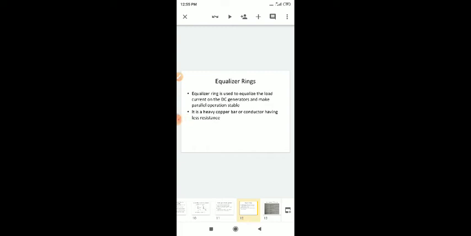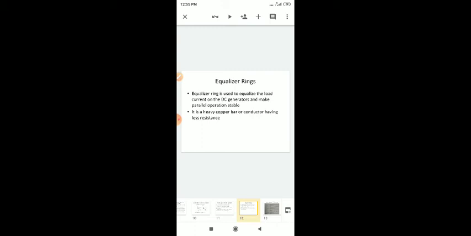Mainly it is used in the case of what? Compound and series generators. This is an important point for your competitive exams also. Sometimes it comes in short answer questions: what is the purpose of these equalizer rings?